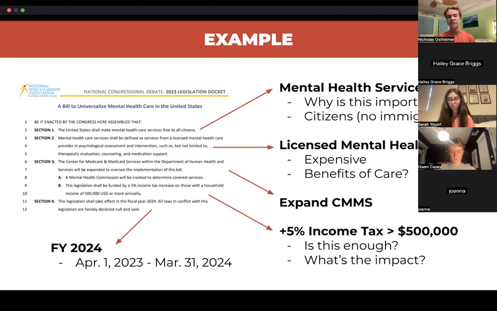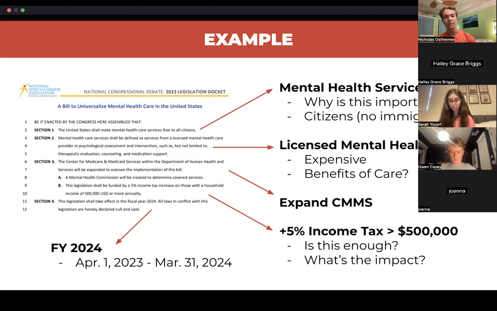So here's an example. Let's talk about a bill to universalize mental health care in the United States. This was in the preliminary docket for 2023 nationals. Section 1 says the United States shall make mental health care services free to all citizens. That sounds fantastic. If we're debating just Section 1, I doubt an awful lot of people will go in the negation. But congressional debate is not about sentiment. It's not about ideas. It's not about should we make something better or worse. It's about how do we make it better or worse.